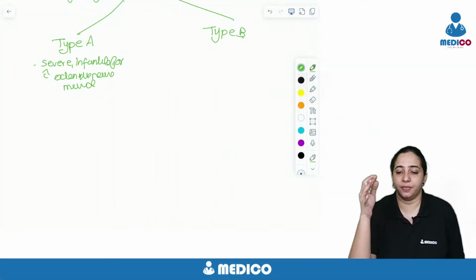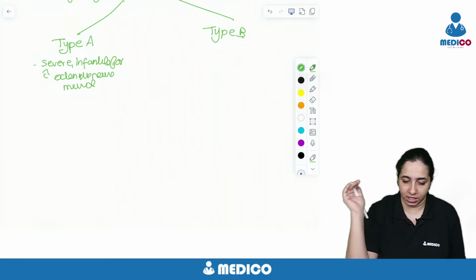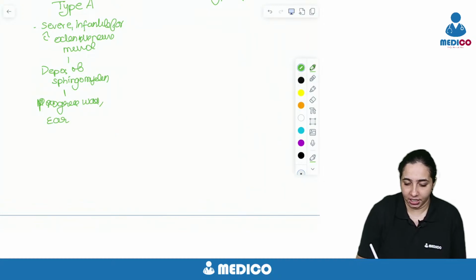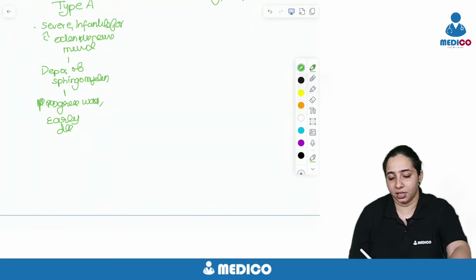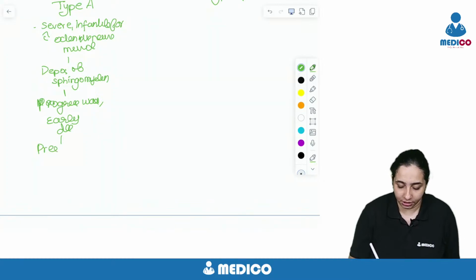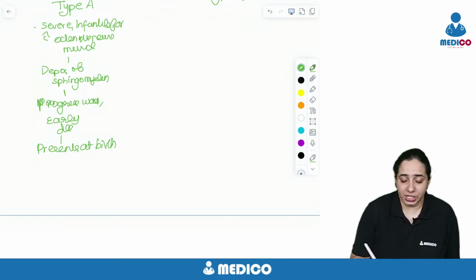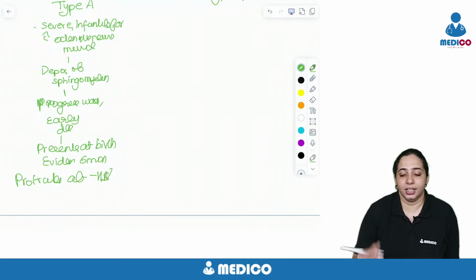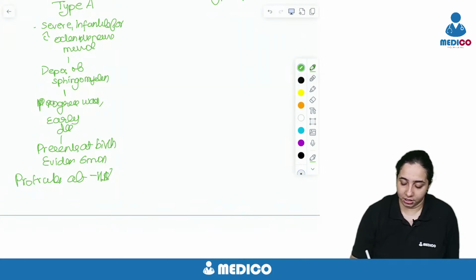Okay, so type A is a severe infantile form with extensive neurologic involvement. And here what is happening? You have deposition of sphingomyelin. And what does that cause? That causes progressive wasting and early death. So from that you can understand, it usually presents at birth and is very evident by 6 months. So here the patient is going to have a protruding abdomen, hepatosplenomegaly, and all the other things that you can see.